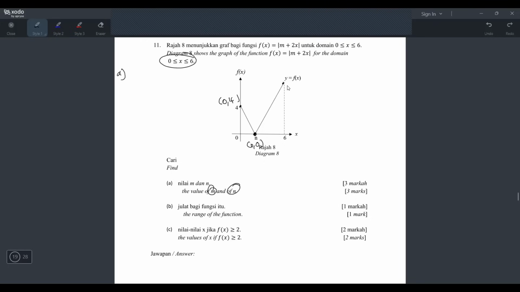And what about this one? I only know the x coordinate. The y coordinate, I'll just write y because I don't know what the y coordinate is. So how can I find the value of m and n? Okay, I can already see it.